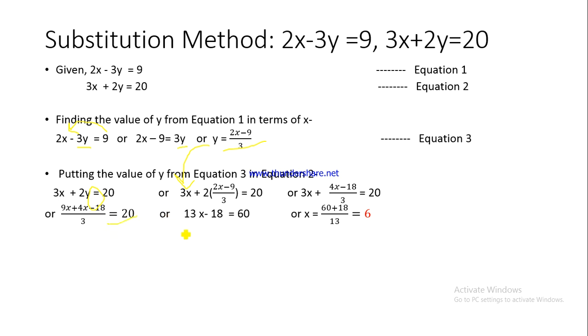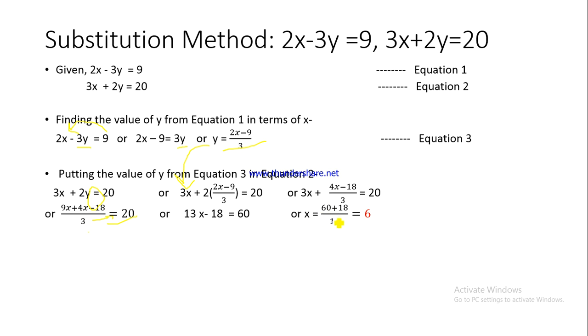Then I'll move on to this particular expression. I have cross multiplied 20 and 3, so basically this becomes 60. 13x minus 18 becomes 60, and x will be 60 plus 18 divided by 13, which is equal to 6.